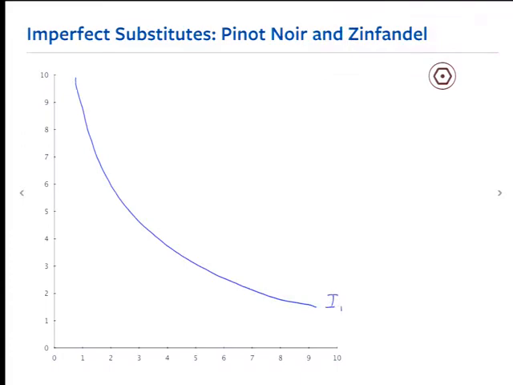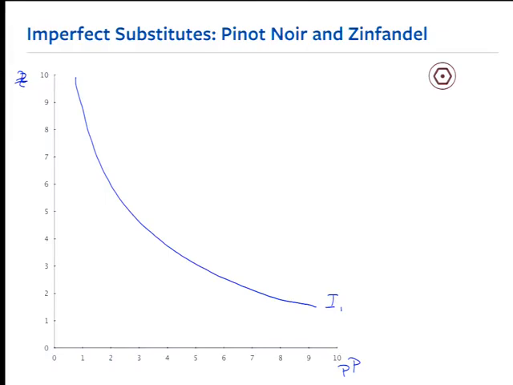This is an indifference curve that we call imperfect substitutes. You're willing to substitute between Zinfandel and Pinot Noir. This is the type of indifference curve that everything started with, right? You're willing to substitute away from Zin. You're willing to give up some Zinfandel for some more Pinot Noir at a diminishing rate, meaning your marginal rate of substitution becomes a smaller and smaller negative number along this indifference curve right here.